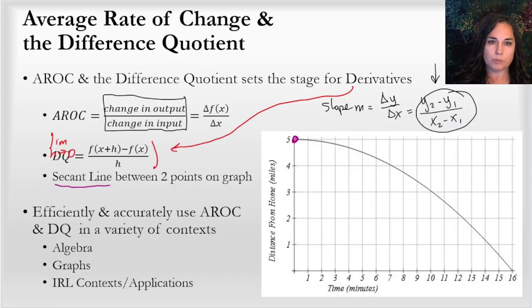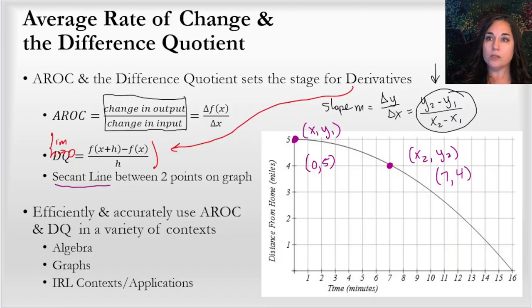Let's pick this point. This is x1, y1. Everybody okay if I say x1, y1? Actually it has values. x1 is 0, y1 is 5. At some point down the road, let's choose this one. That's a nice point here. This will be x2, y2. It actually has values. x2 is 7 and y2 is 4.